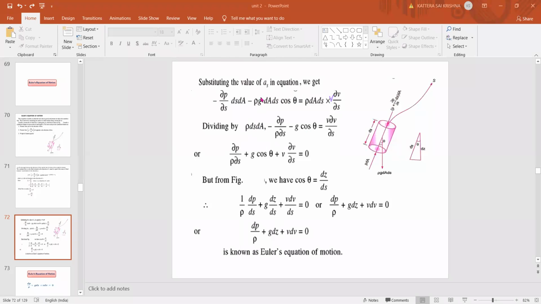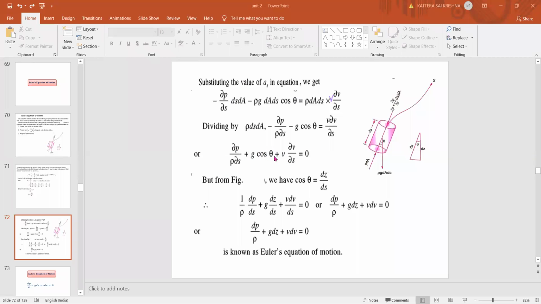If you divide by rho dA ds, it will be cancelled. So left is g cos theta, and the remaining is v ∂v/∂s. Okay, so what I'm doing is I'm just moving these negative terms to that side. So you'll get ∂p/(rho ∂s) plus g cos theta plus v ∂v/∂s is equal to 0. You'll get this equation finally. Okay, any doubt up to here?